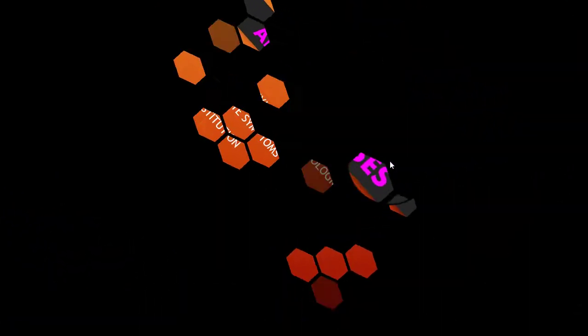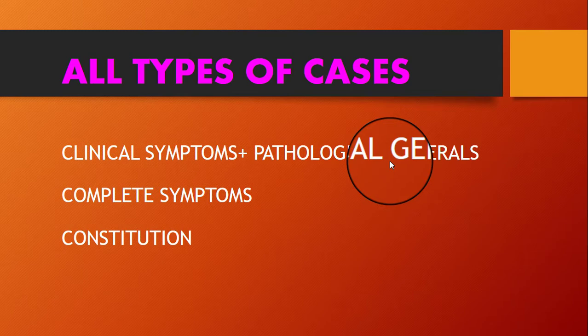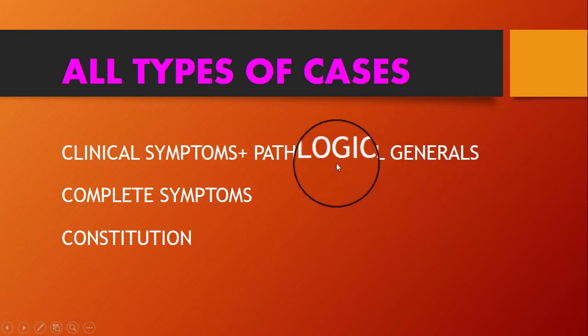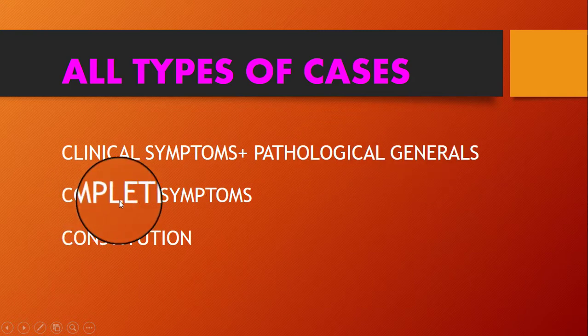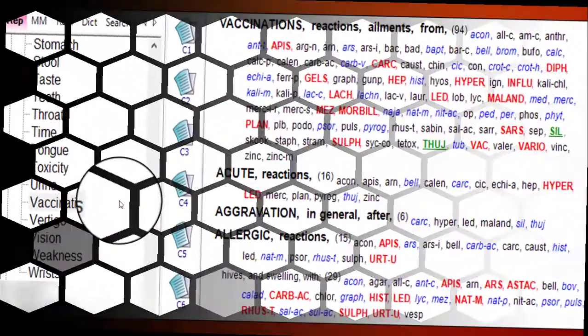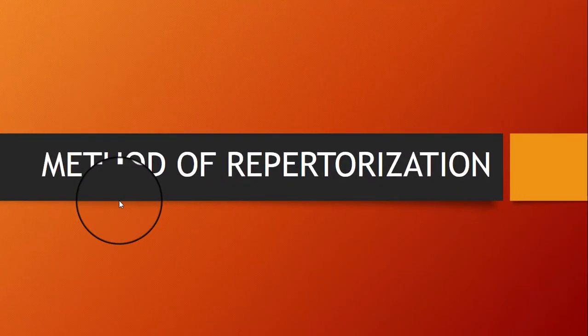This repertory can be used for all types of cases where generals are prominent, where clinical symptoms and diagnosis are available, where pathological generals and constitutional symptoms are there, where complete symptoms are available, and where the case has a paucity of symptoms.